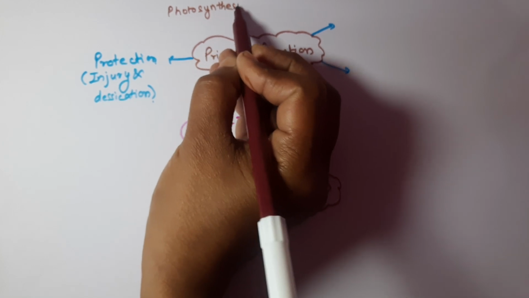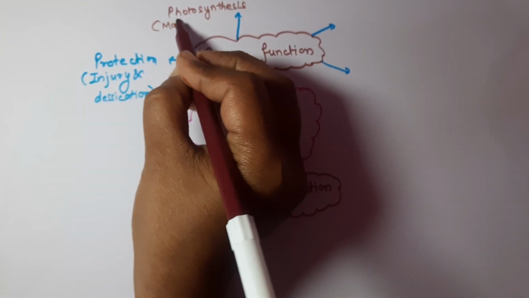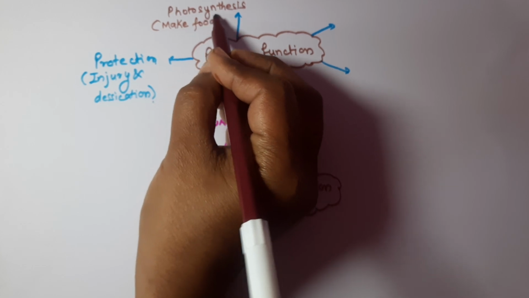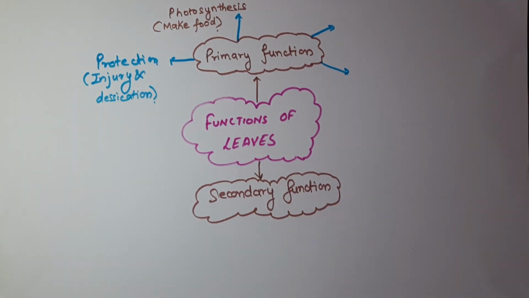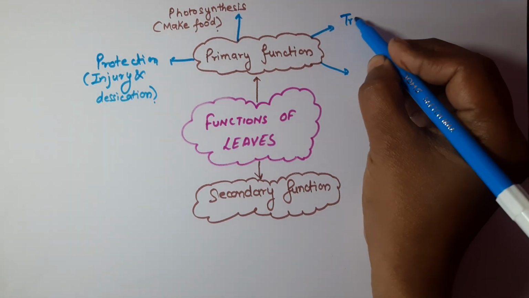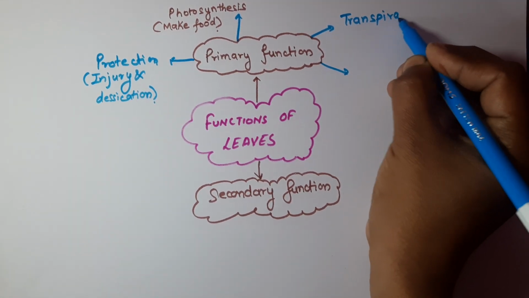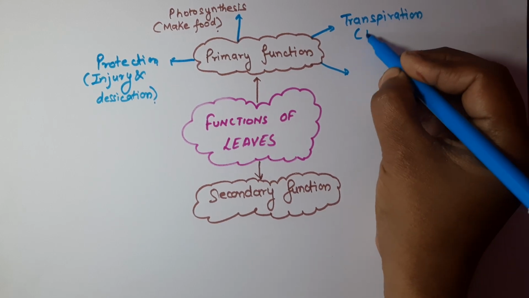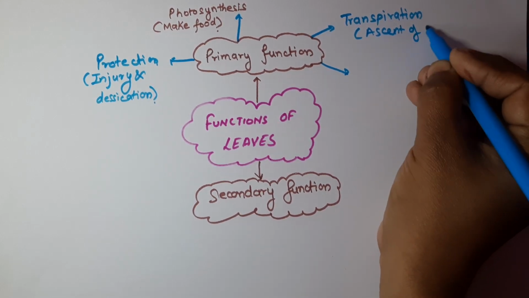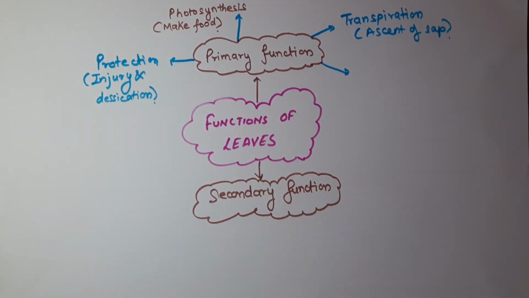We all know that photosynthesis is the process of making food for the plant. The leaves have chlorophyll, and due to that they are able to perform photosynthesis, so that the plant makes its own food. The next function of the leaf is transpiration. Transpiration is a very important process for the plant because it is required for the ascent of the sap. So the leaves are also responsible for the transpiration process.